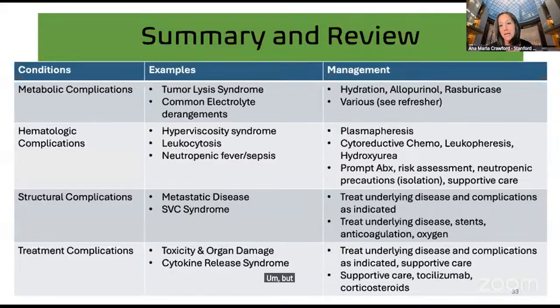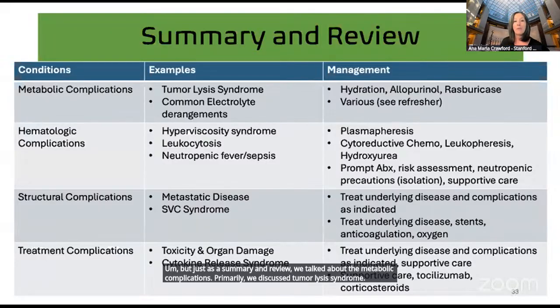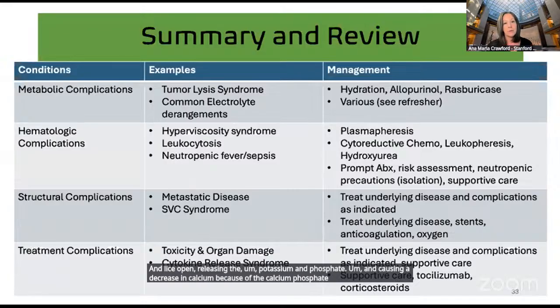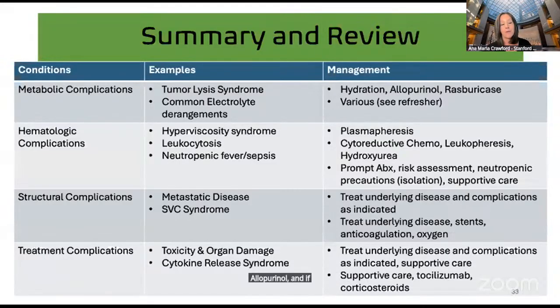But just as a summary and review, we talked about the metabolic complications. Primarily, we discussed tumor lysis syndrome. Remember, that's when large numbers of tumor cells are destroyed and lyse open, releasing potassium and phosphate, and causing a decrease in calcium because of the calcium phosphate binding, with renal dysfunction. And the management primarily rests on monitoring the labs, good hydration, allopurinol, and if available, rasburicase.